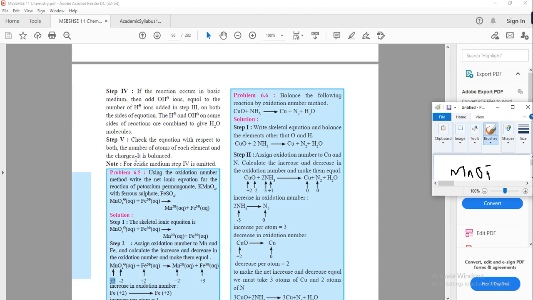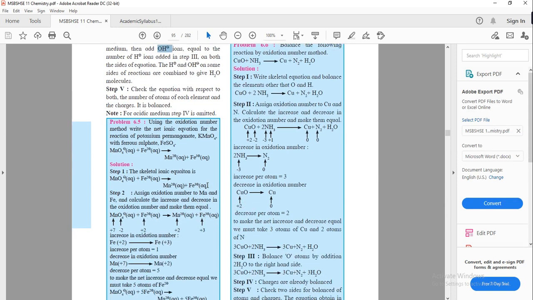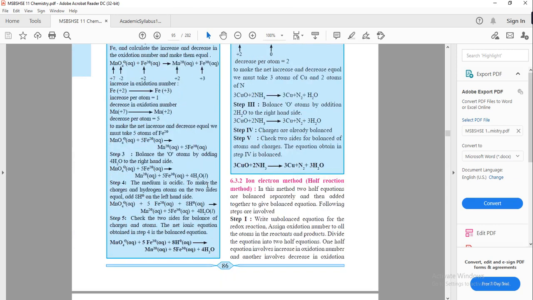The next step is to check the equation with respect to both the number of atoms of each element and the charges. It is balanced. For acidic medium, step 4 is omitted. So this is only for the basic medium. It is mentioned in the question whether the medium is basic or not. So we add OH minus ions for basic medium. Now we'll see the steps for this problem.